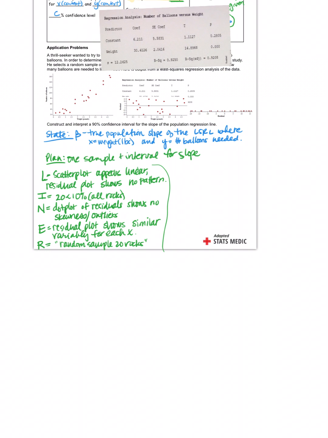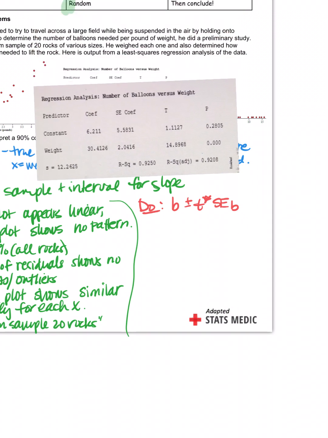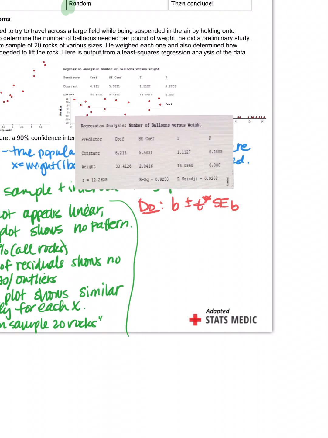Do step. Okay, so remember the formula for our do step is going to be the sample slope that we found in the table, plus or minus t star times the standard deviation of my slope that I found where? Table. It's all in that table of goodness. So here comes my table. Here it is.